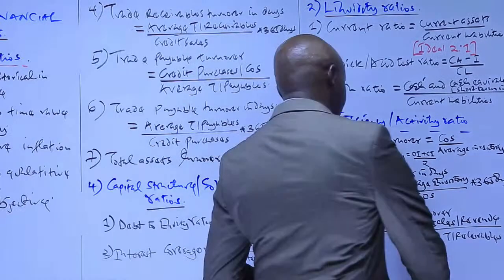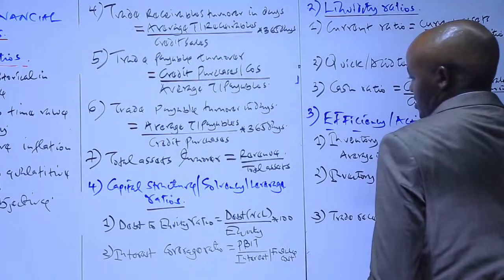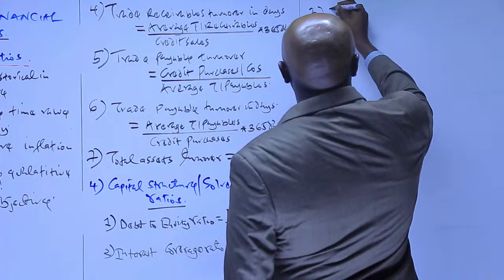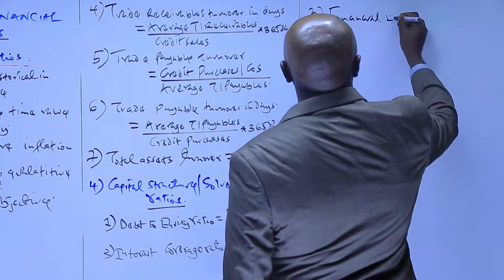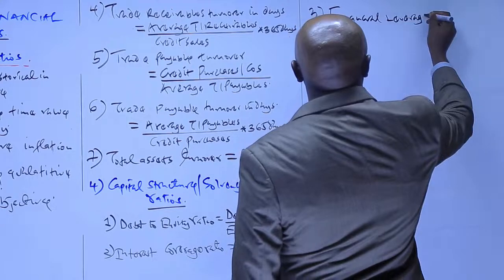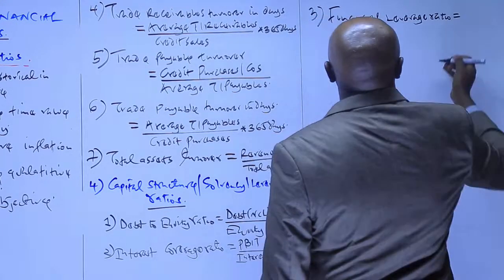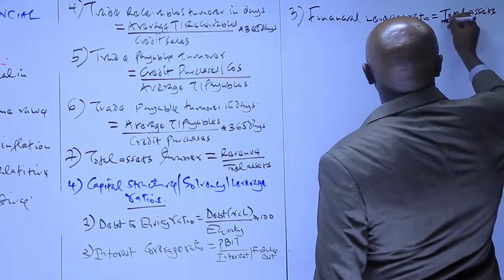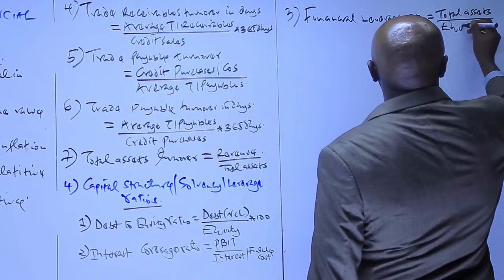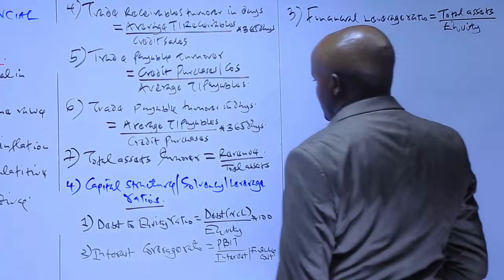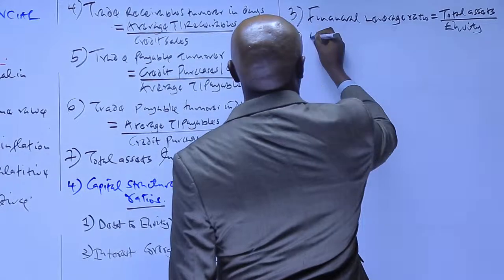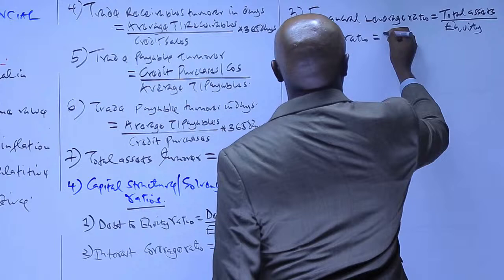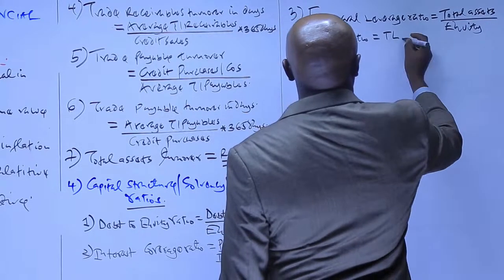Let's look at the other ratio, number 3. Number 3, we have the financial leverage ratio. This one is computed by taking the total assets, and then we divide that with equity. Equity, always we have to recall that is the share capital plus reserves. And then number 4, we have the debt ratio. Debt ratio, this one is equal to total liabilities over total assets.